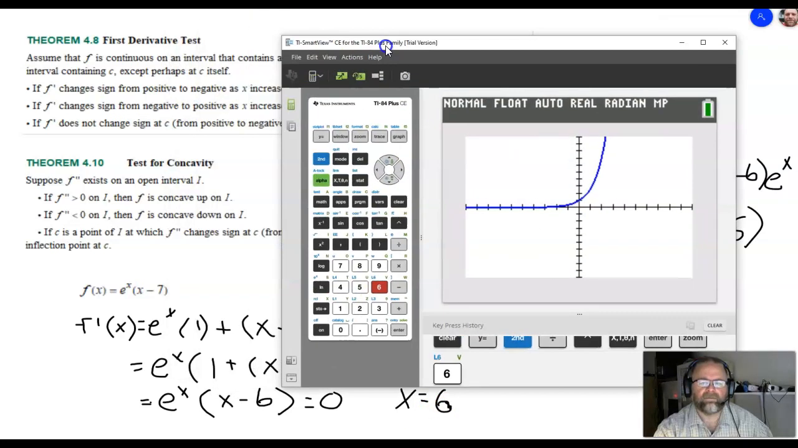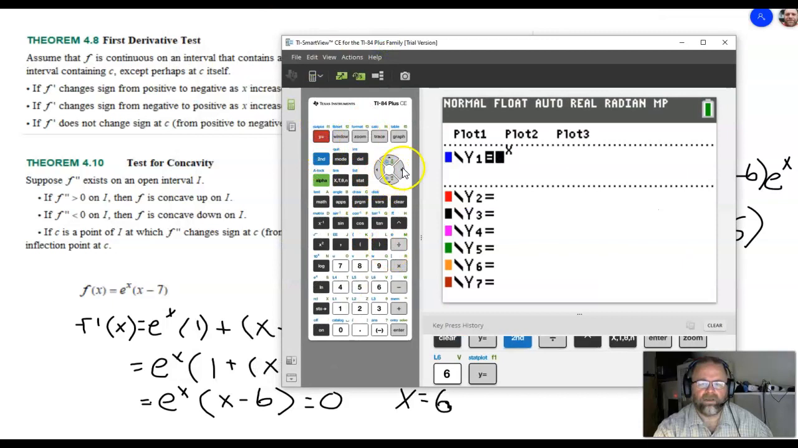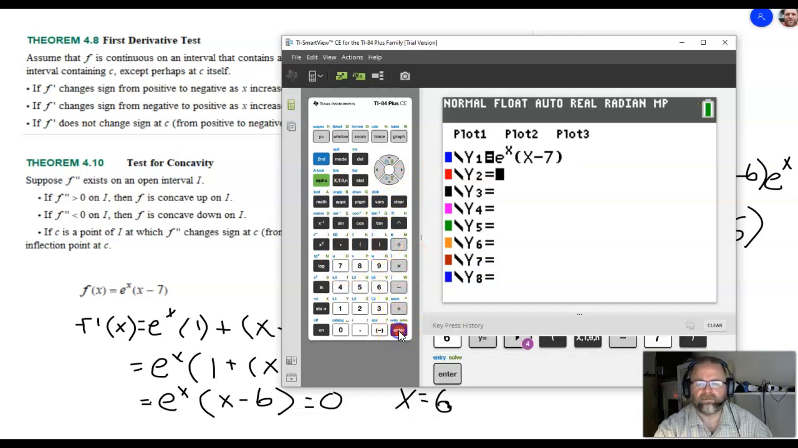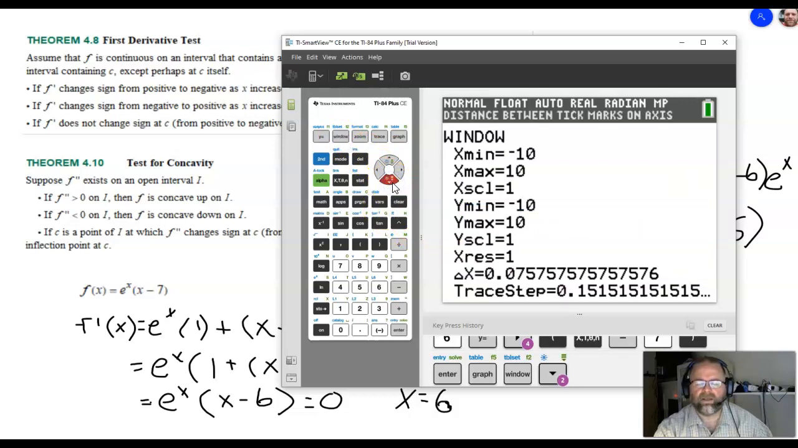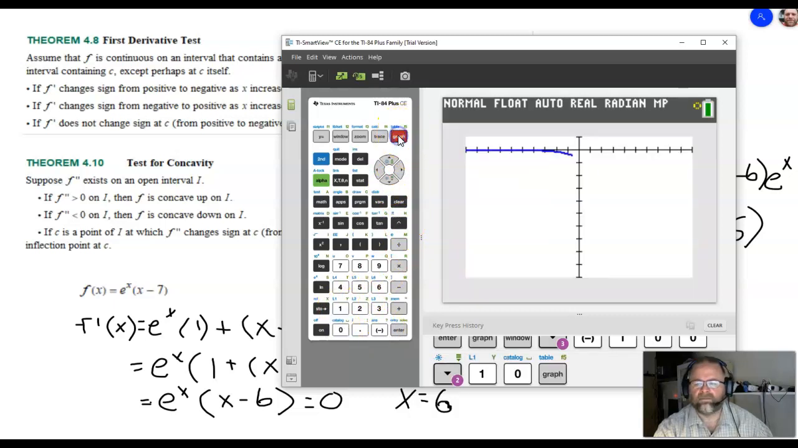So we go back here, and my e to the x is already in there. So let's just put times x minus 7. And let's graph that. It's kind of hard to see it, so let's go way down in our window. We were at negative 10. Let's go to negative 100, just really far down, and we'll change the scale to like 10 here. And graph that. Wow, we still can't see that, can we?